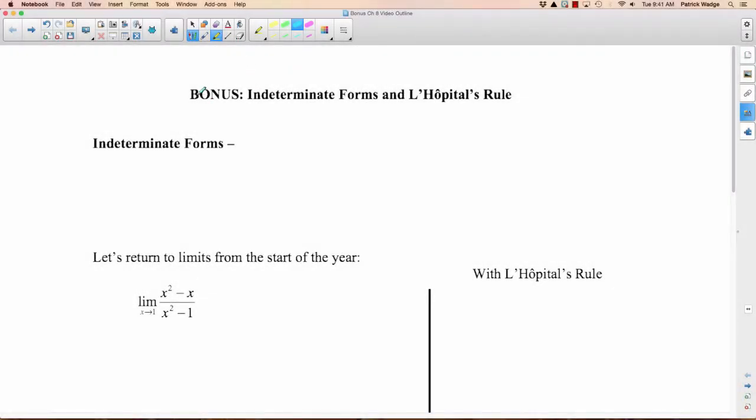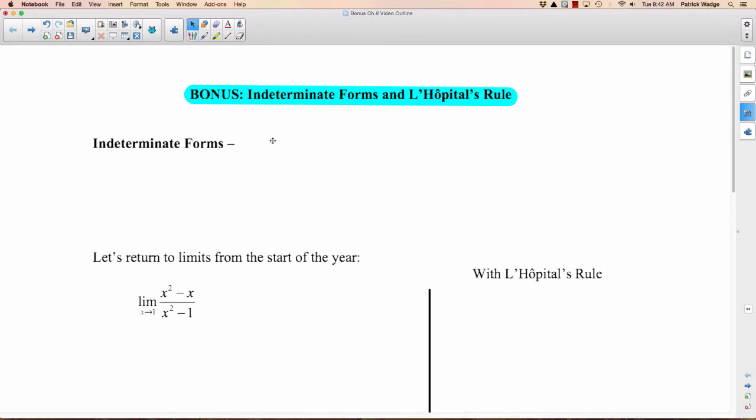It's time for a bonus section here. It's not actually part of the textbook, but it's definitely going to be part of your course next year, so I thought I would include it. It's called Indeterminate Forms and L'Hopital's Rule. So we better start by explaining what indeterminate forms are.